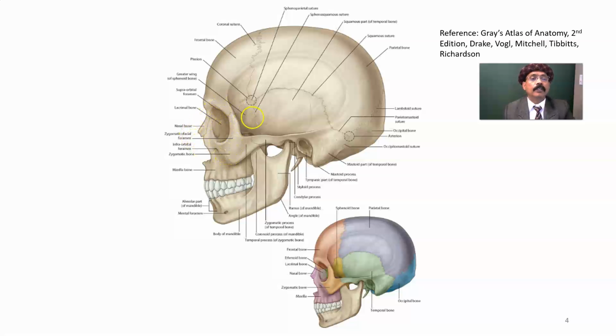Okay, we got that. And this is the asterion. Look at that. We have the lambdoid suture, parieto-mastoid suture, occipito-mastoid suture here. This is the area called asterion.